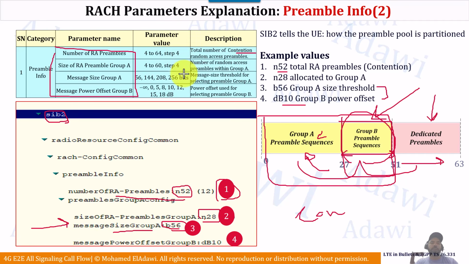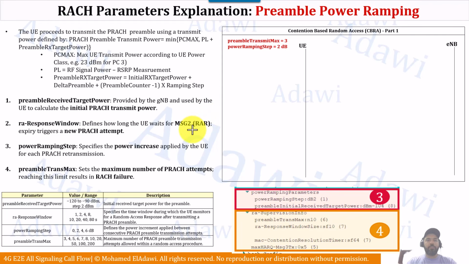Again, it's randomly selected by users, but still there is a blueprint and an instruction can be sent by the eNB to instruct them to select a specific range of preambles. Now let's move forward to the third and fourth categories of the parameters.